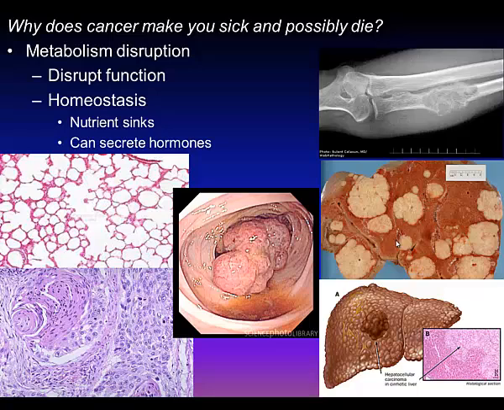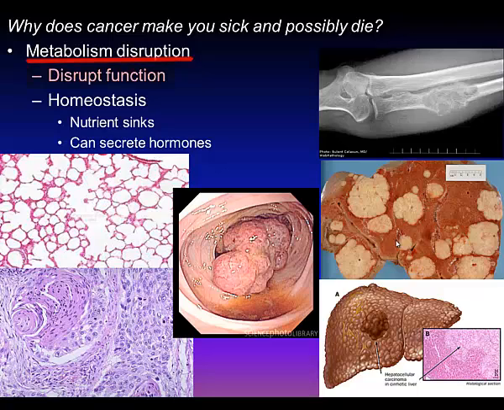So one of the more interesting questions that often gets asked about cancer is, so you have a bunch of cells growing out of control and too fast. So is having too many liver cells that bad? So why does cancer actually make you sick and possibly die? Well, the answer has to do back with metabolism. The metabolic processes in cancer cells and in individuals that are experiencing cancer are actually disrupted.